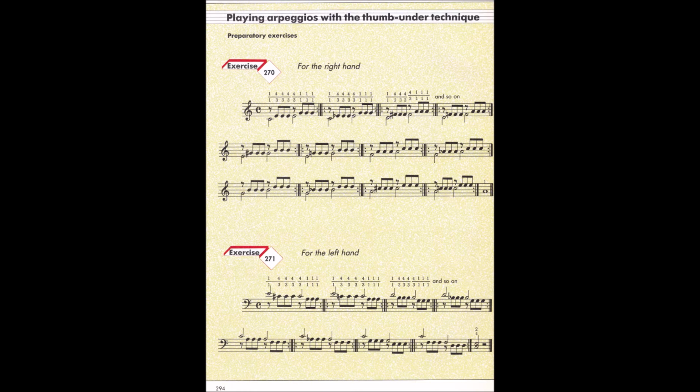Because it's more difficult with the fourth finger, it's best to start by using the 1-3 fingering and then move on to the 1-4 version afterwards. Remember, you must keep the minims held down for their full value while you play the quavers in between. Here's what exercise 270 should sound like.